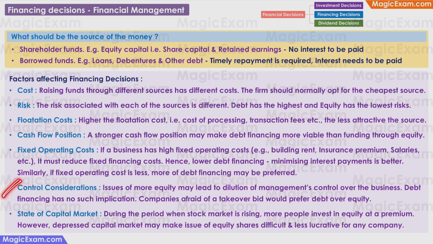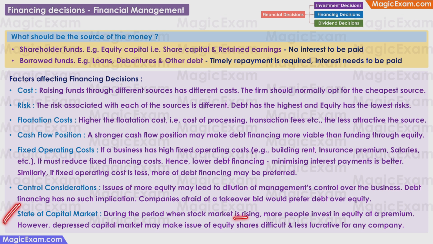Control considerations. Issuing more equity may lead to dilution of the management's control over the business. Debt financing has no such implication. So companies which are afraid of takeover bids would normally prefer debt over equity. State of the capital market.